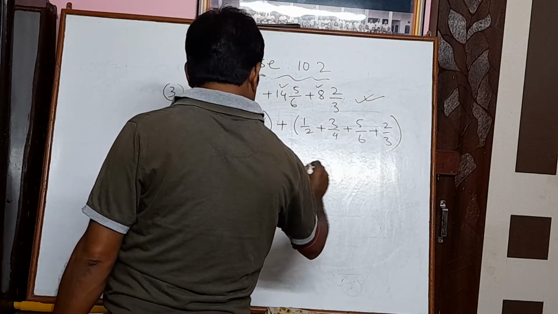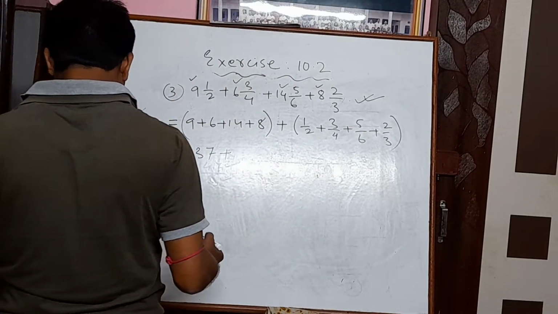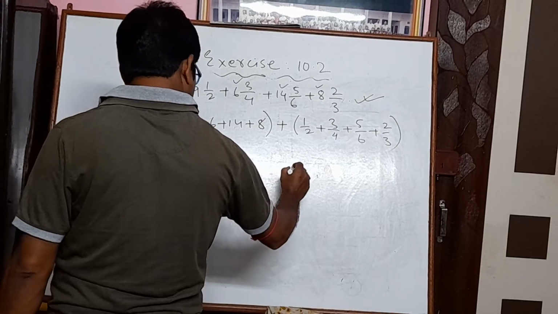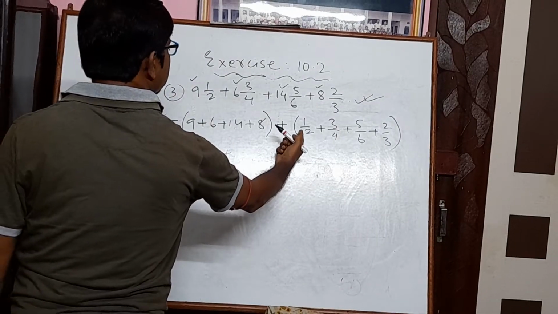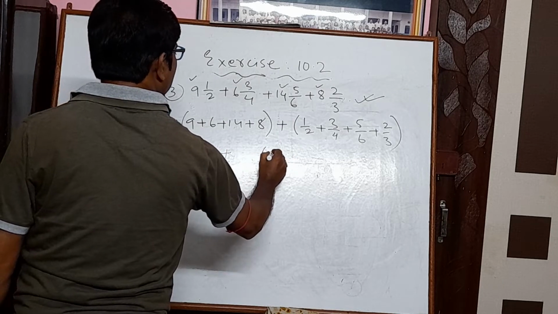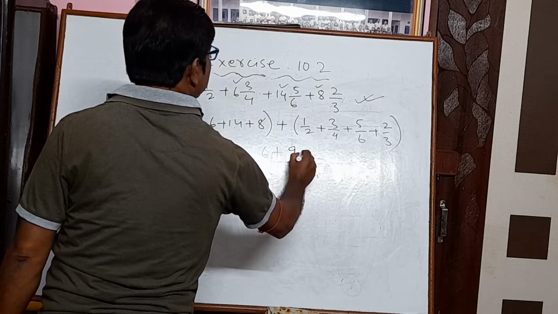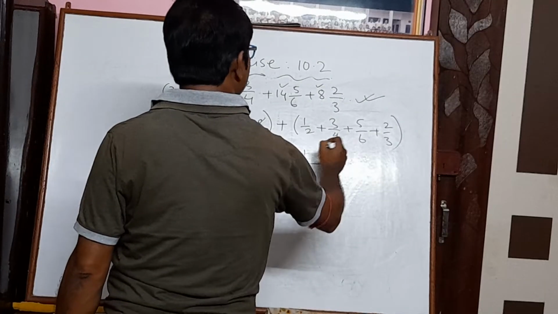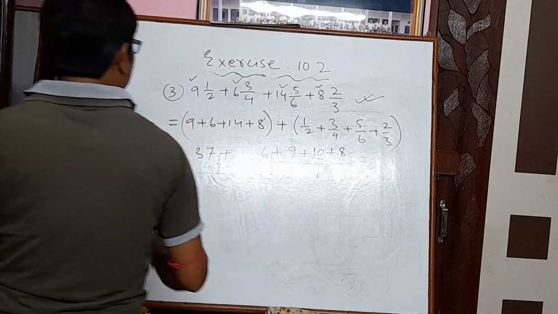Plus, now what you have to do here? You have to take LCM. 2, 4, 6, 3. What will be the LCM? LCM will be 12. Now same process. 12 divided by 2 is 6, 6 ones are 6. Plus 12 divided by 4 is 3, 3 threes are 9. Plus 12 divided by 6 is 2, 2 fives are 10. Plus 12 divided by 3 is 4, 4 twos are 8.